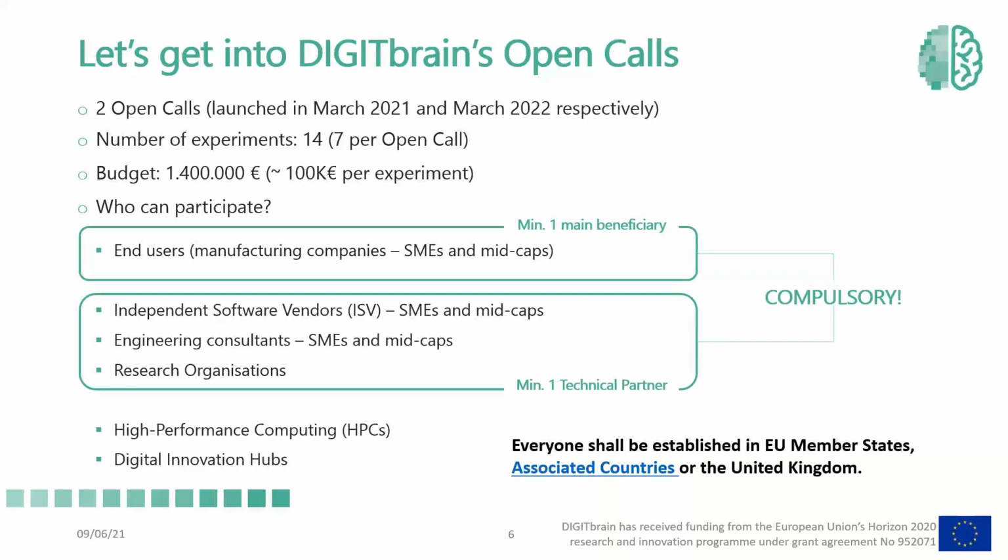There will be 2 open calls. Also, Antonio will better show the timeline of the 2 open calls along the course of the action, which we expect to support 14 innovative experiments in total to support the validation of the DigitBrain solutions. So 7 experiment proposals will be selected for each open call. And since the overall budget that can be cascaded within the DigitBrain project is 1.4 million euros, it's easy to see that a grant of around 100,000 euros per experiment is foreseen.